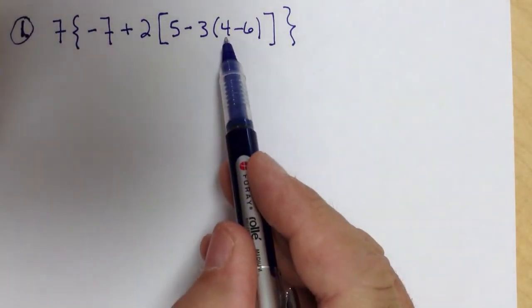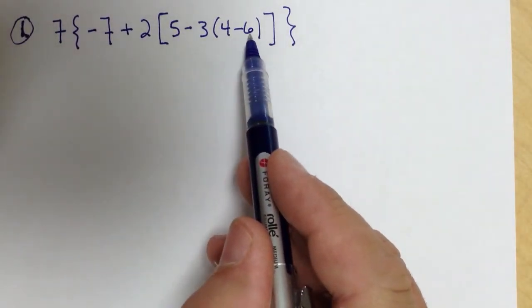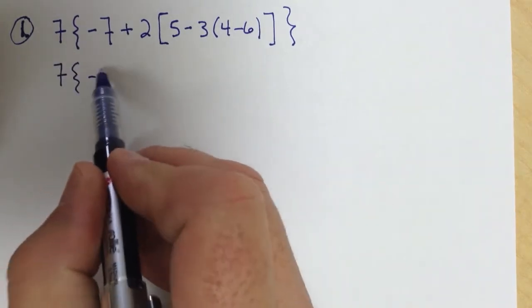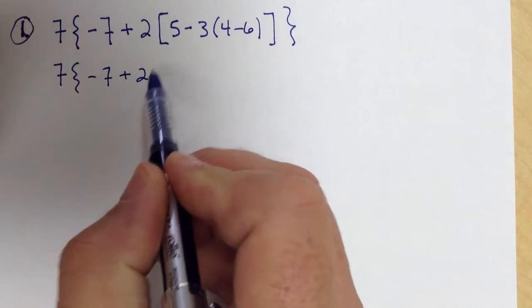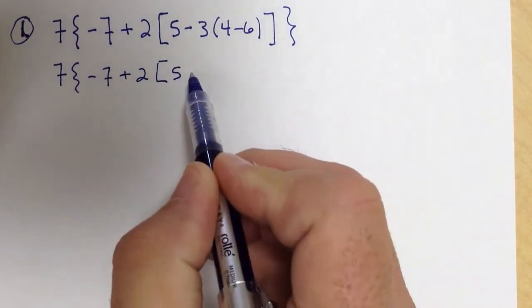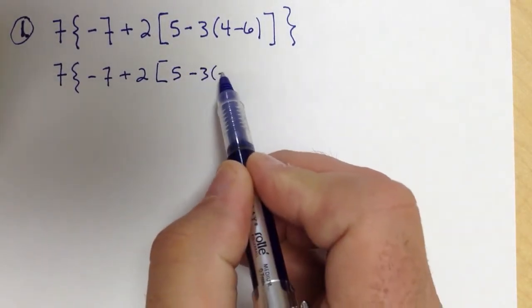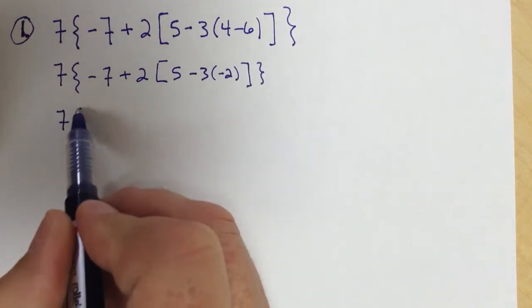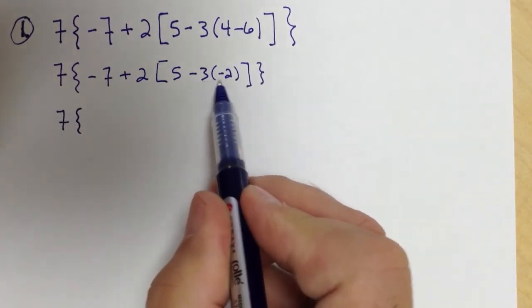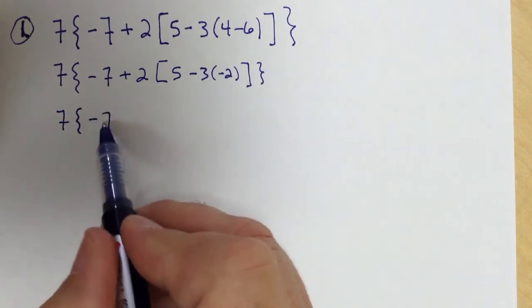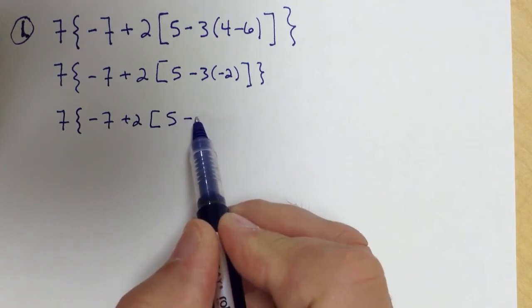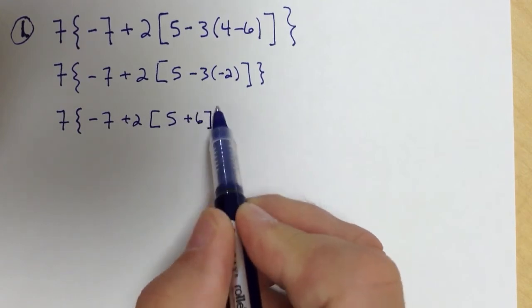So I need to simplify 4 minus 6, and that's going to give me negative 2. I'm not going to touch the rest of the problem. So 5 minus 3 times negative 2. The next thing I'm going to do is multiply negative 3 times negative 2, and that's going to give me positive 6.